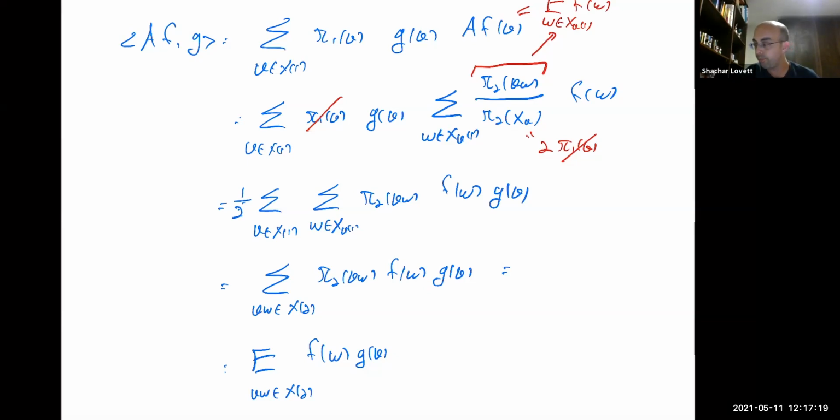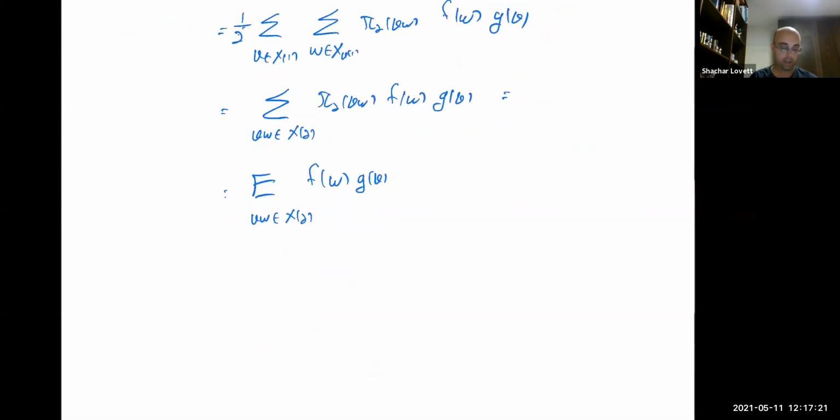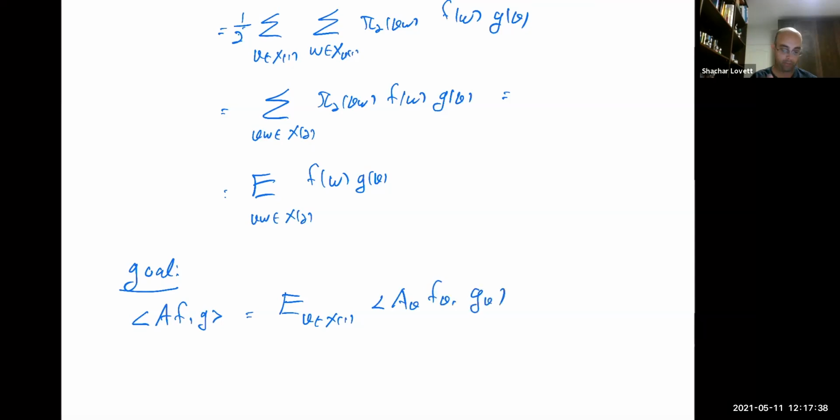And now I want to use this to prove the second part. And we're almost done. So what is our goal? Remember, our goal is to prove that AF inner product G is the same as the expectation over nodes v in X1 of AV FV GV.